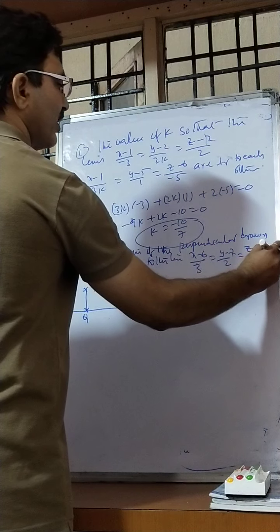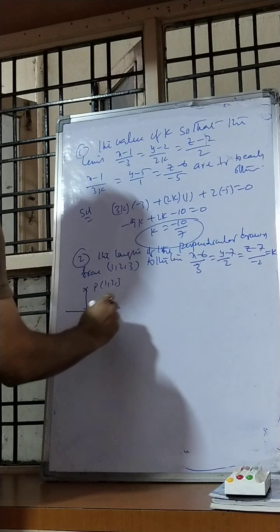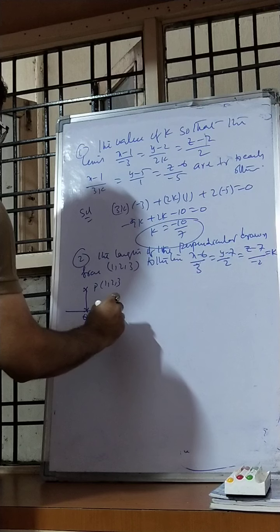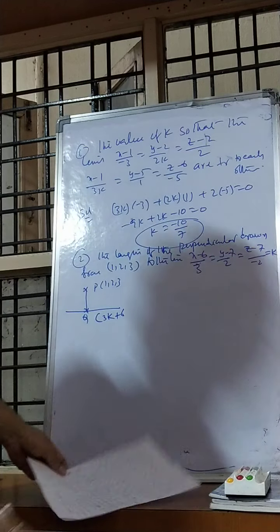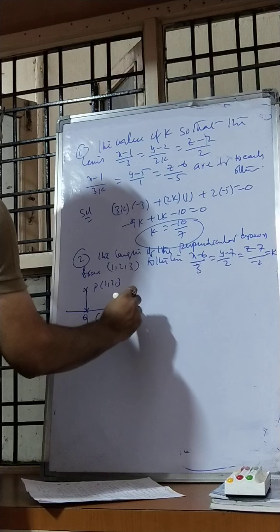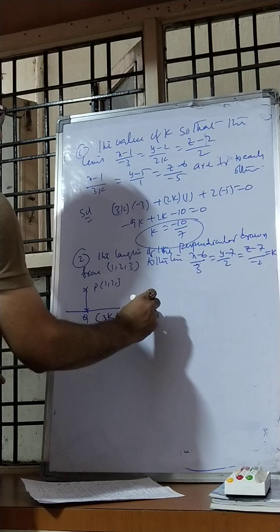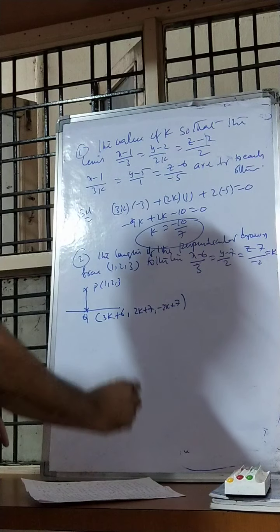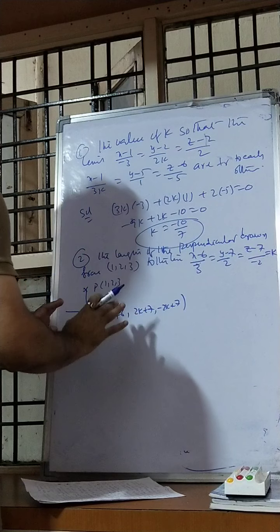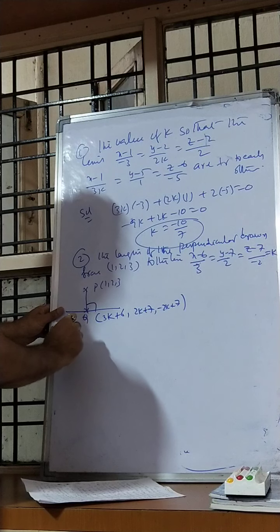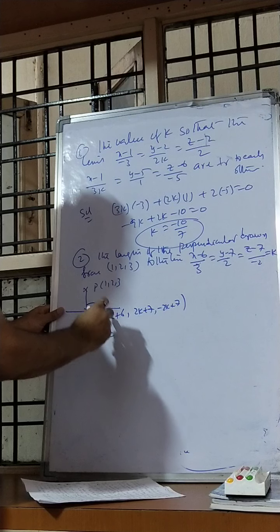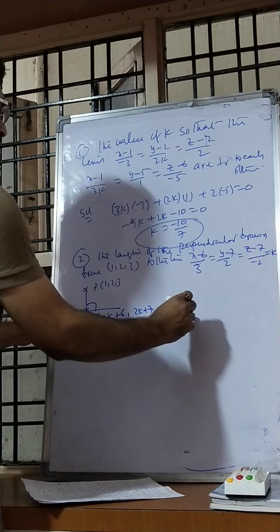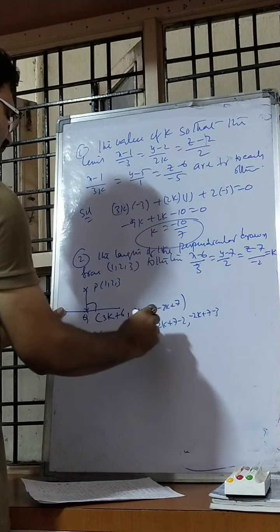What I suggest: take k and get q. The q point is (3k plus 6, 2k plus 7, minus 2k plus 7). Once you got this point, you know very well the drs of PQ: the drs of PQ are 3k plus 6 minus 1, 2k plus 7 minus 2, minus 2k plus 7 minus 3. These are the drs, we got it.